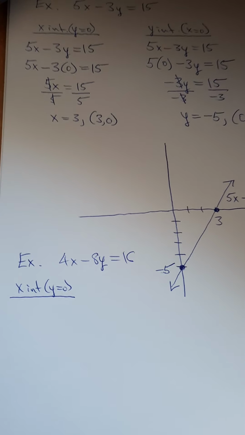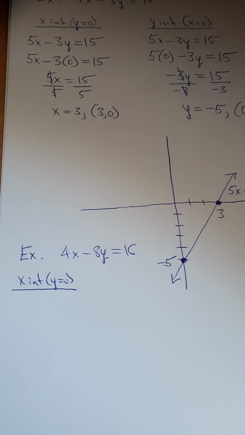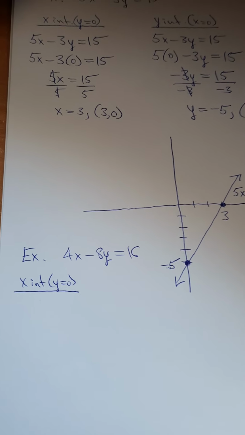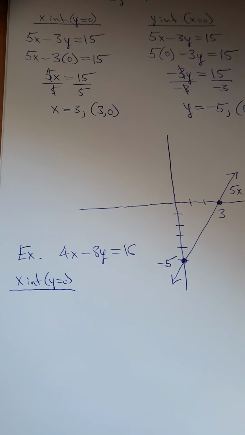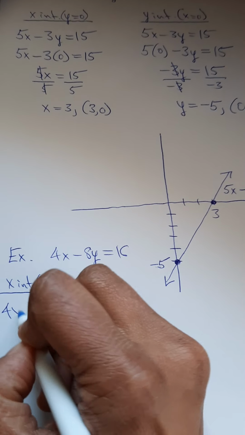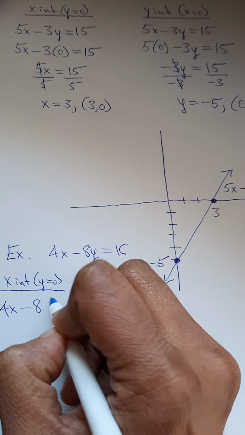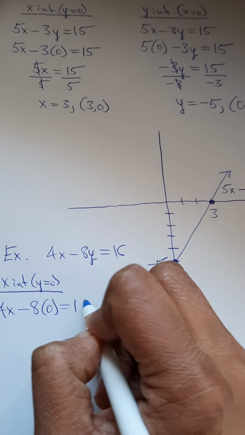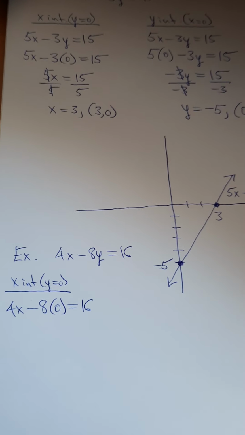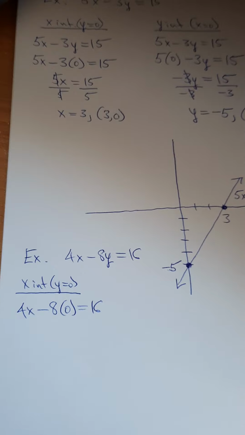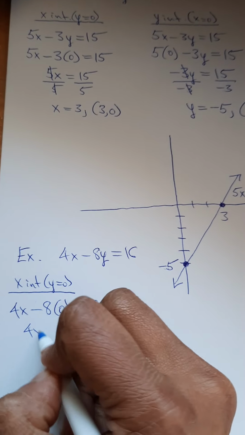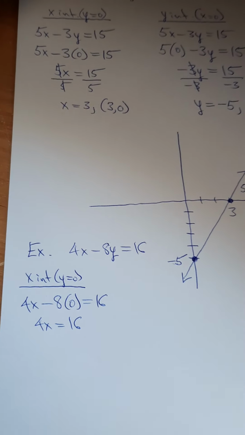You should always write out all your steps, just in case the teacher takes off any marks, so I'm not losing any marks here. So we're going to make y 0: 4x minus 8 times 0 equals 16. 8 times 0 is equal to 0, so I'm left with 4x equals 16.